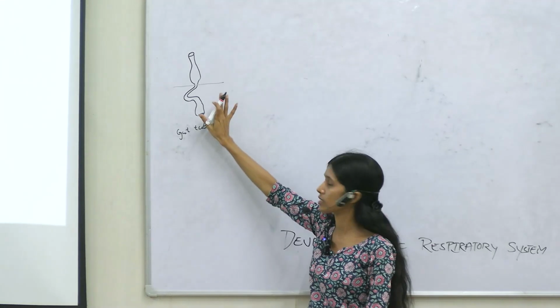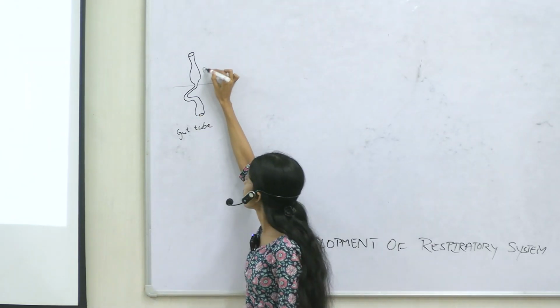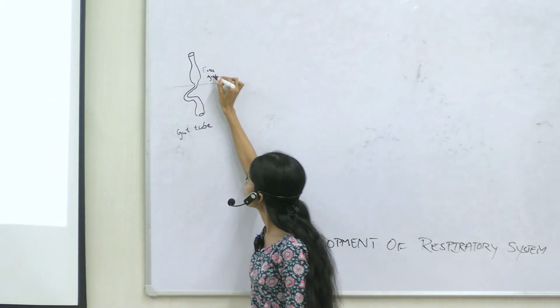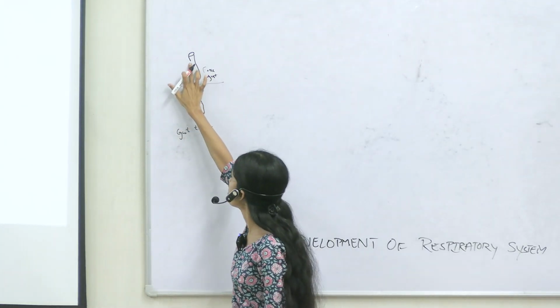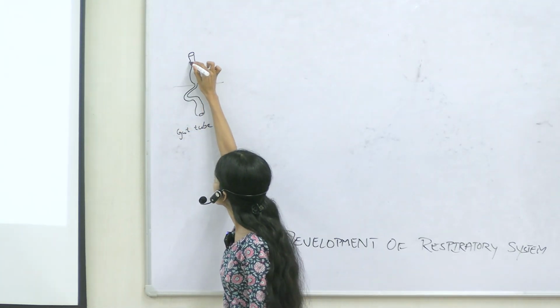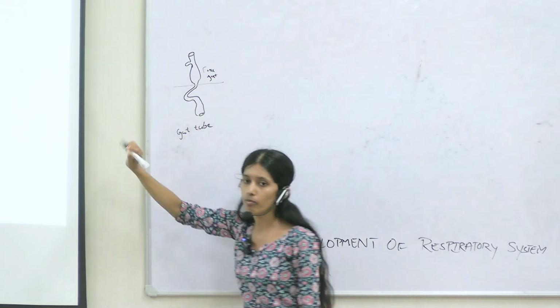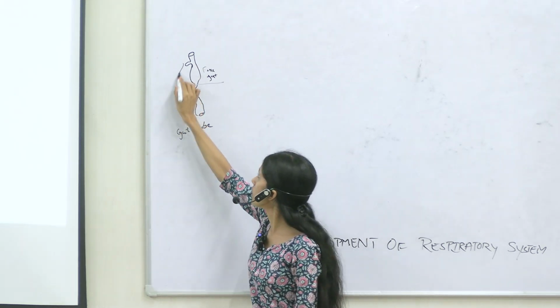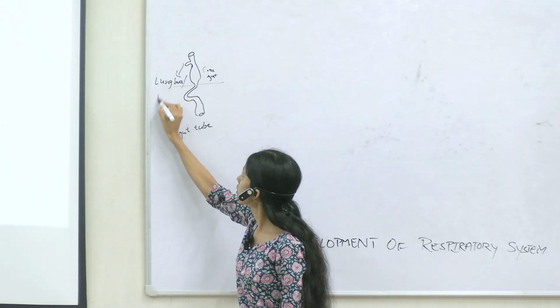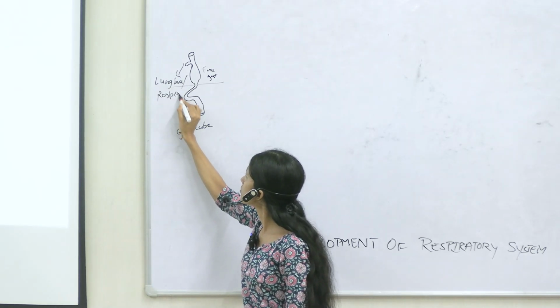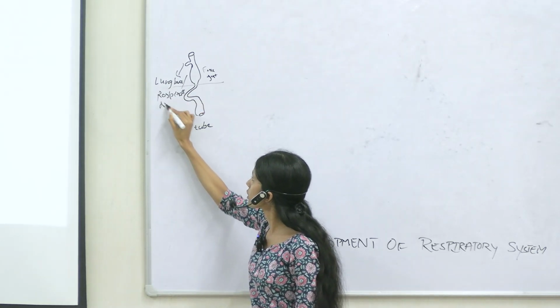We all know this is a gut tube. We'll concentrate on the foregut part. On the foregut, in the ventral aspect, we have a small bud-like structure. Okay, this bud is called lung bud or respiratory diverticulum.